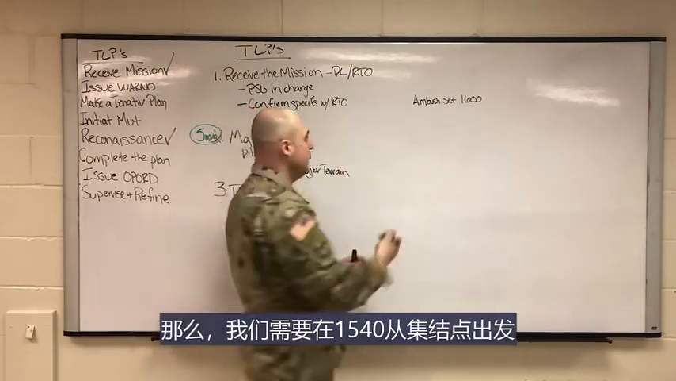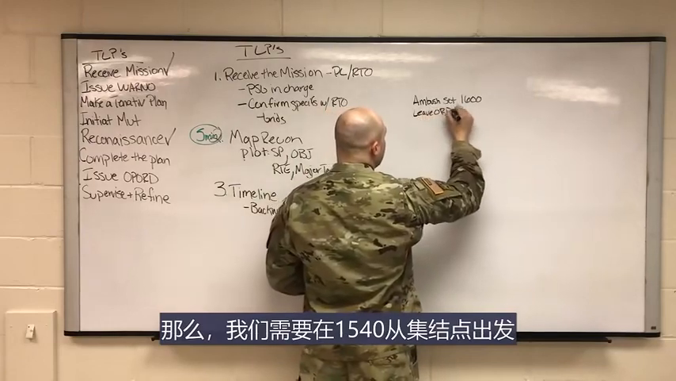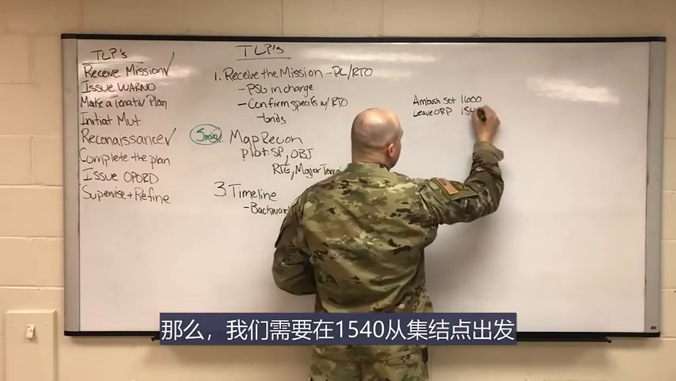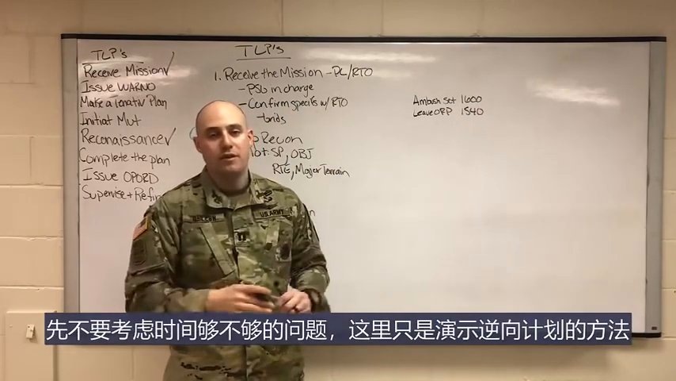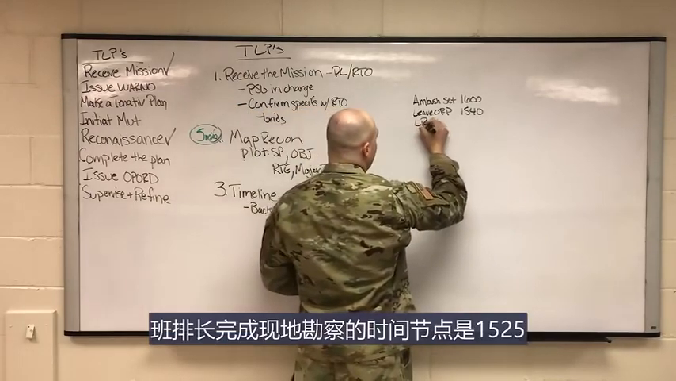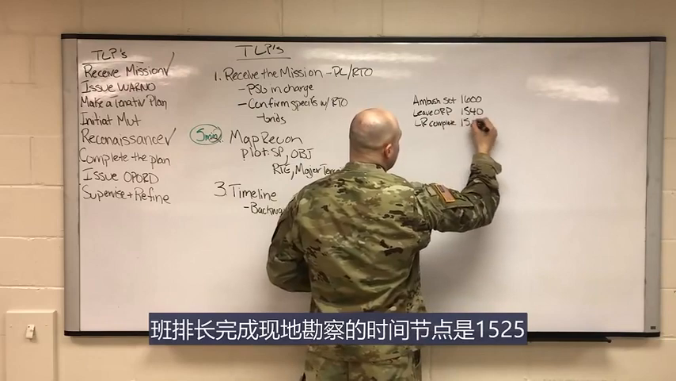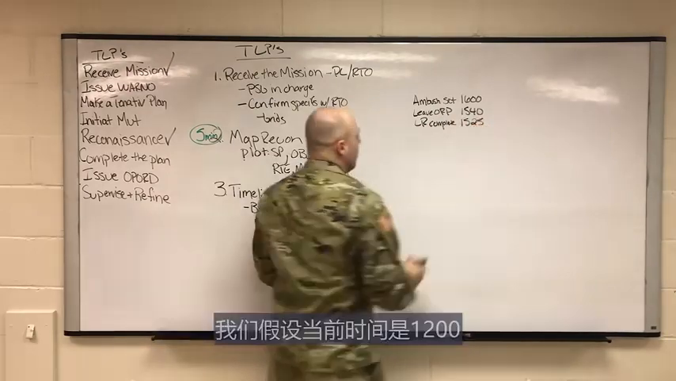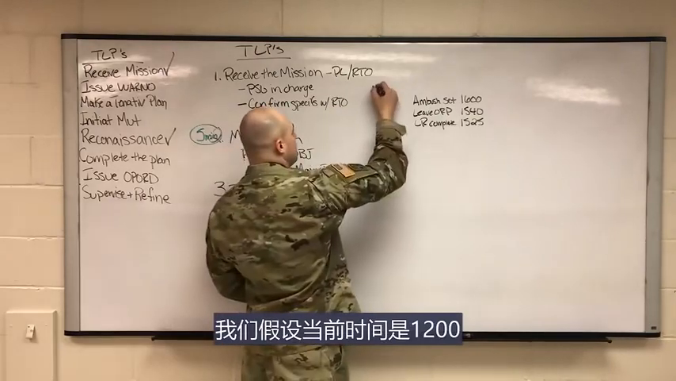So that means, hey, I need to leave my ORP at 1540 to set it in. Now, whether you think that's enough time or not is irrelevant. Let's not worry about that. But this is what I need to do. I need to plan all the way back. So that means my leader's recon is complete by 1525. And let's say right now, for instance, the time is 1200.